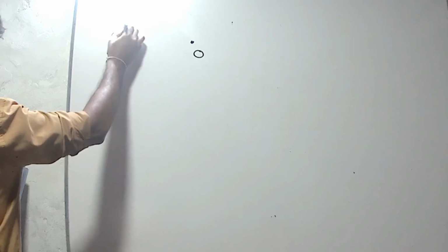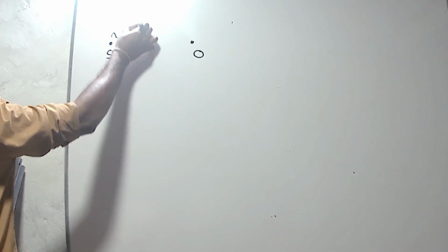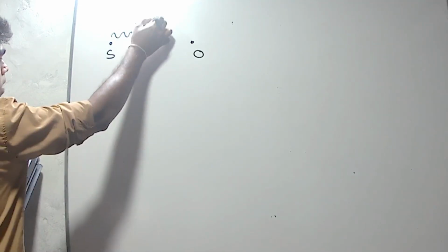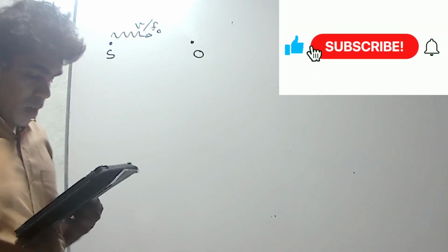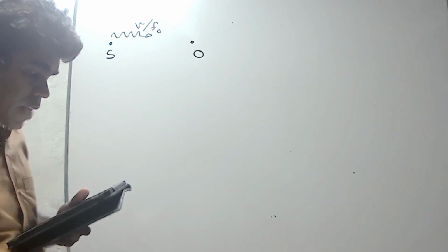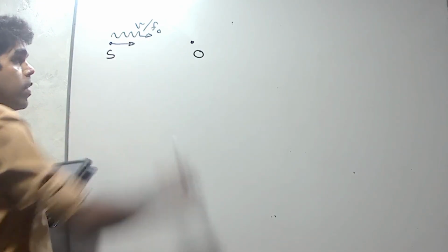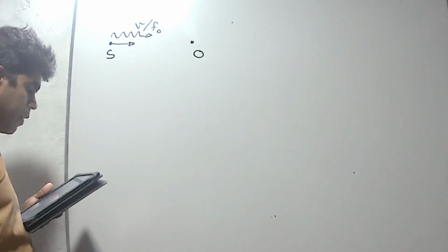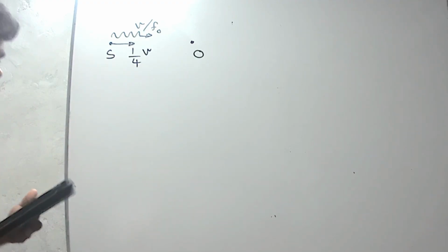The source is emitting the sound wave. I will consider the speed of the sound wave as V, and the frequency as F0. Now the sound source moves towards a stationary observer. Then the speed of the source is towards the observer, and the speed is given as 1/4 of the speed of sound in air.